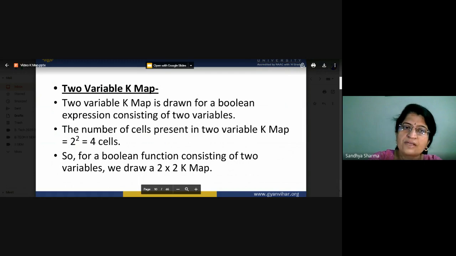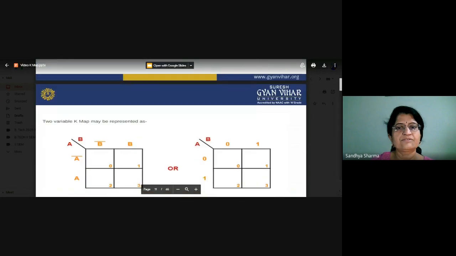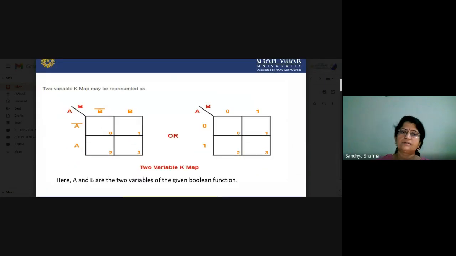So if you are talking about 2 to the power 4, that is equal to 4 cells. Okay. So if we have two variables, the number of cells will be 4. And this is the way you can make a K map by using this. First of all, we have also seen it, you can represent.